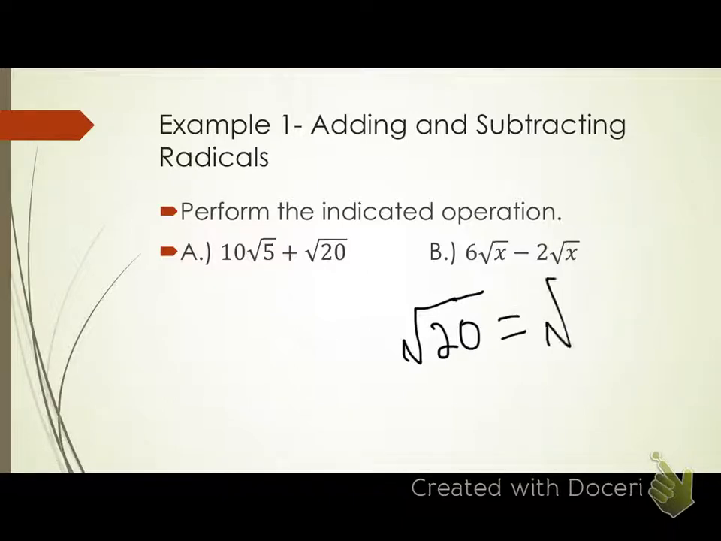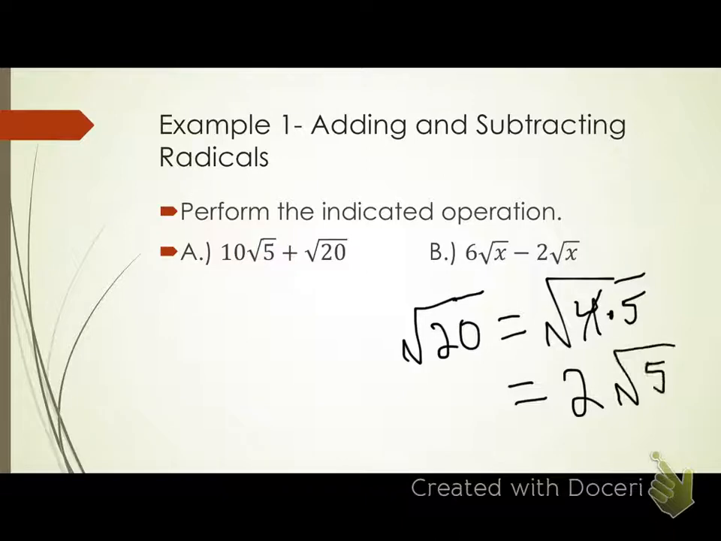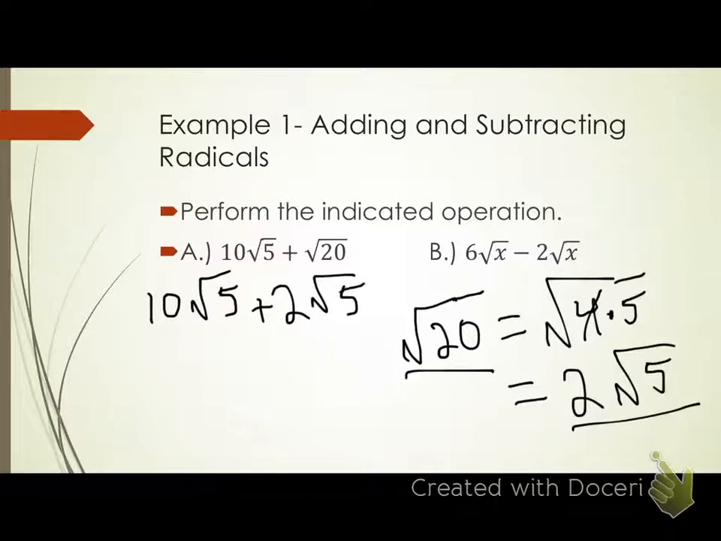So we're looking for the biggest perfect square that goes into 20. That would be 4. 4 times 5 gives me 20. Taking the square root of 4, I get 2, so I can pull that out of the radical. And then I cannot take the square root of 5, so it has to stay under the radical. So the square root of 20 simplifies to 2 square root of 5. So letter A becomes 10 square root of 5 plus 2 square root of 5.